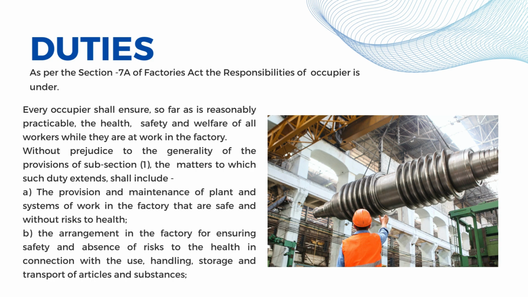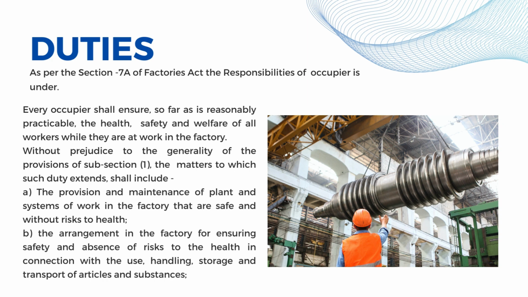Every occupier shall ensure, so far as is reasonably practicable, the health, safety and welfare of all workers while they are at work in the factory, without prejudice to the generality of the provisions of subsection 1. The matters to which such duty extends shall include the following. Point A is the provision and maintenance of plant and systems of work in the factory that are safe and without risks to health. The next point is the arrangement in the factory for ensuring safety and absence of risks to health in connection with the use, handling, storage and transport of articles and substances.